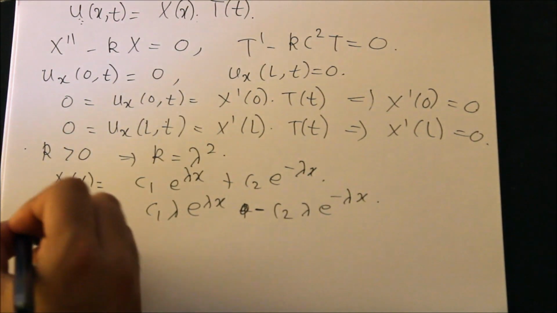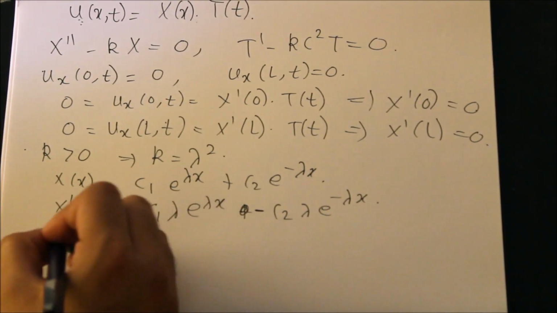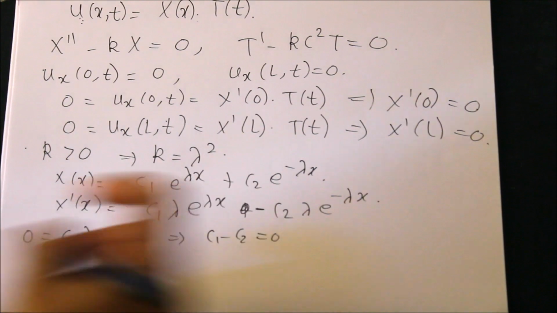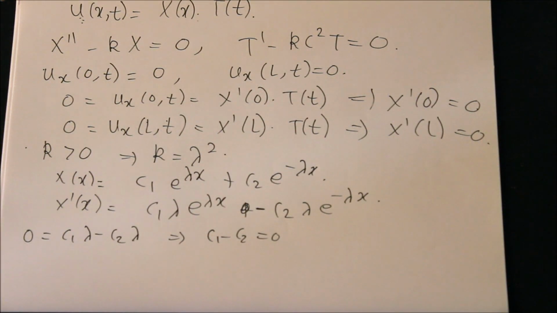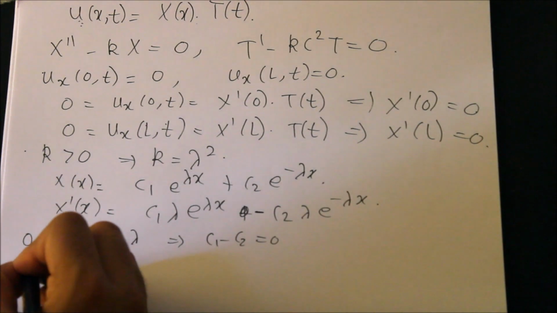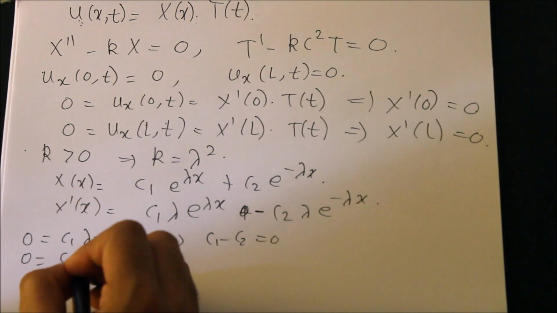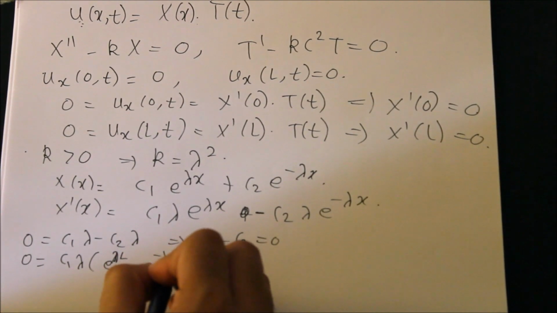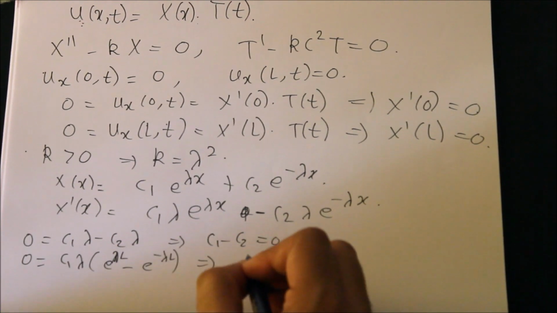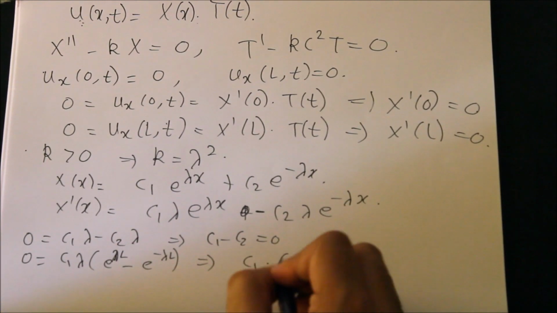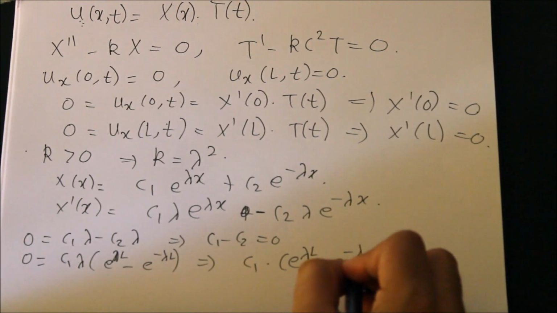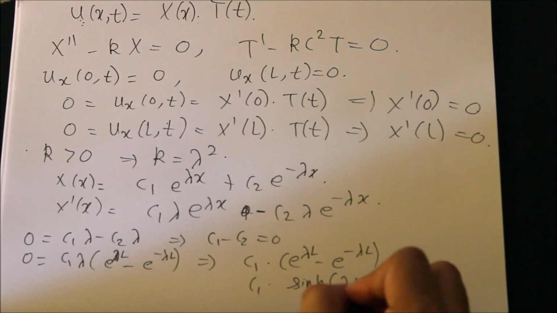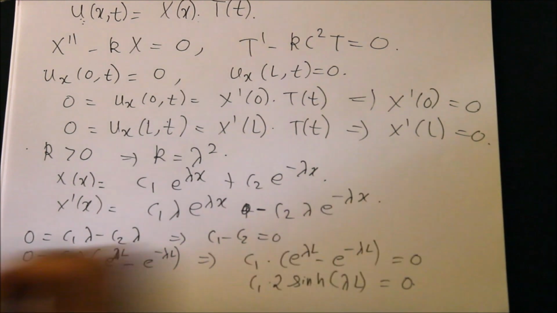Now let's use the boundary conditions. 0 is equal to X dash of 0, which is c1 lambda minus c2 lambda. This implies c1 minus c2 equal to 0. You can take out lambda, and since lambda is non-zero, c1 minus c2 is 0. And again X dash of L, so c1 lambda into e raised to lambda L minus e raised to minus lambda L equal to 0. Taking out lambda again, c1 into sine hyperbolic of lambda L, times two, is equal to 0.